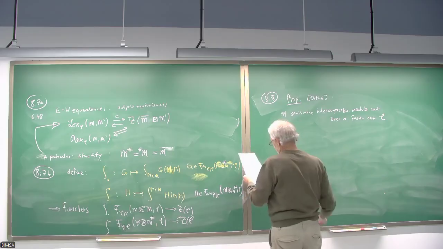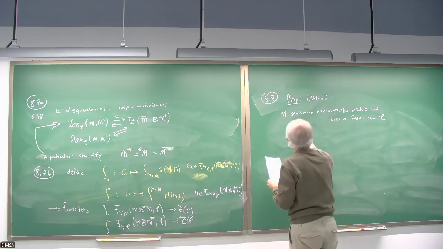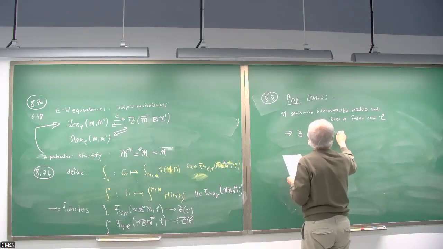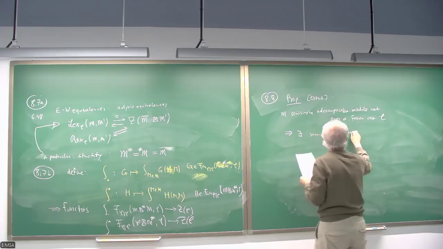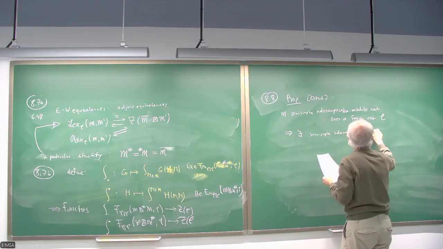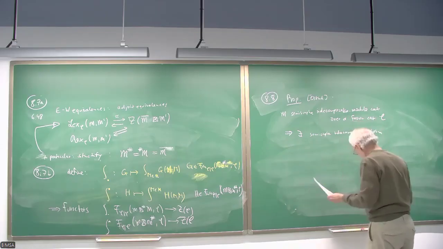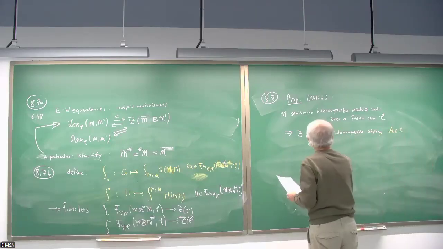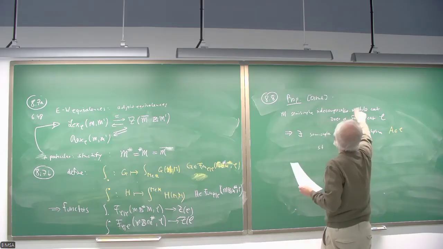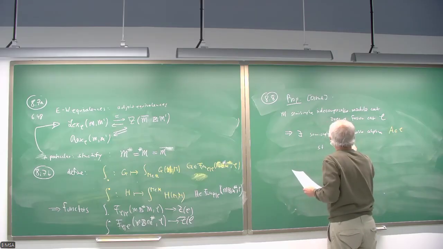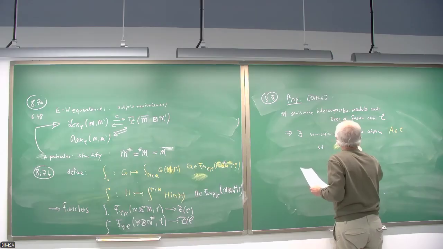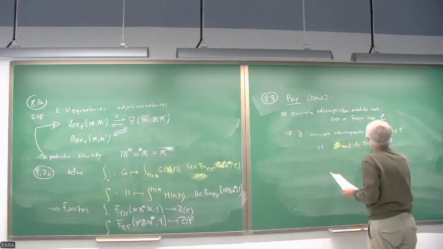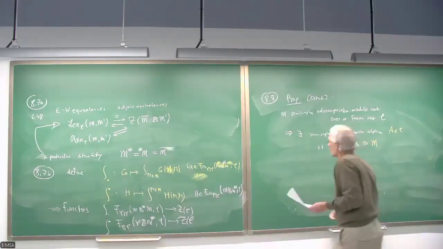Then there exists a semi-simple indecomposable algebra, say A, in C, such that the category of right A-modules in C is equivalent as a module category to M.